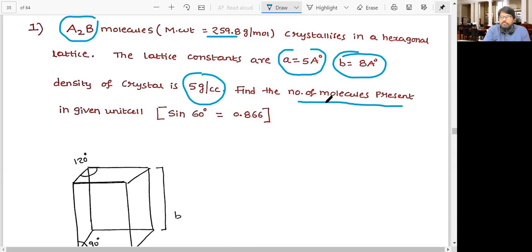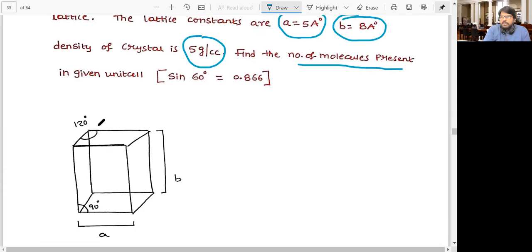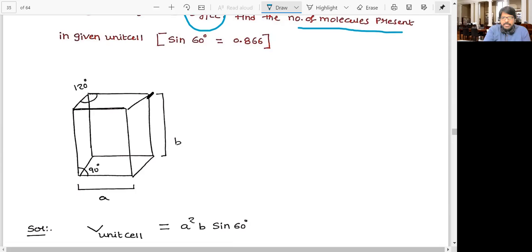And what is the required formula? Density of the unit cell is equal to Z effective into molecular weight by Avogadro number into volume. But the volume of this you have to find. So this is height, and here this is A, this is also A, this is A, this is also A, and base area you have to find.